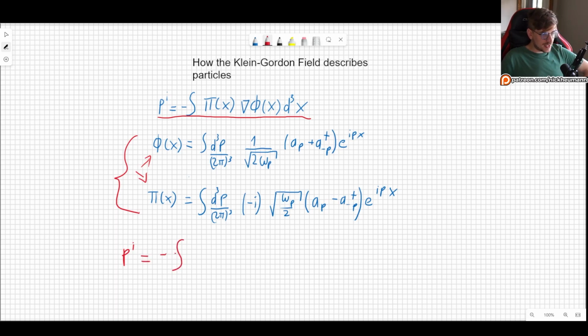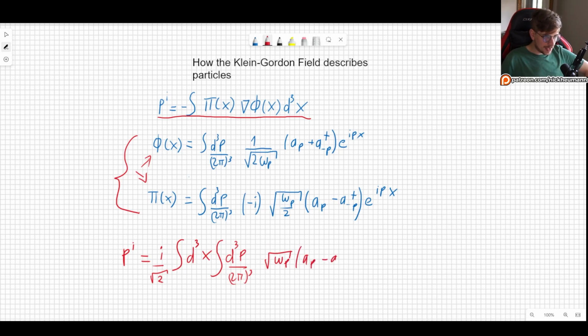So we have minus the integral over all of space. And now we have pi, so that would be d^3p over 2π cubed. But notice we have minus i. So the minus will cancel out and we can leave the i outside. Then we have 1 over the square root of 2, and we have the square root of ω_p. And then we have a_p minus a_p dagger and e^{ipx}.